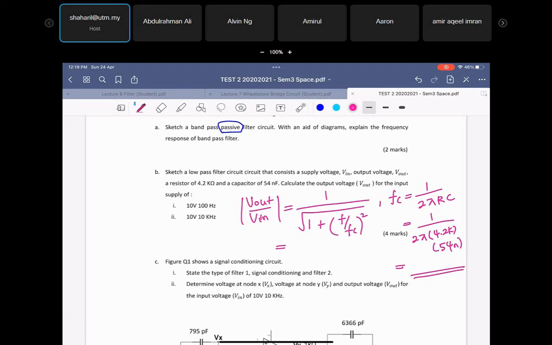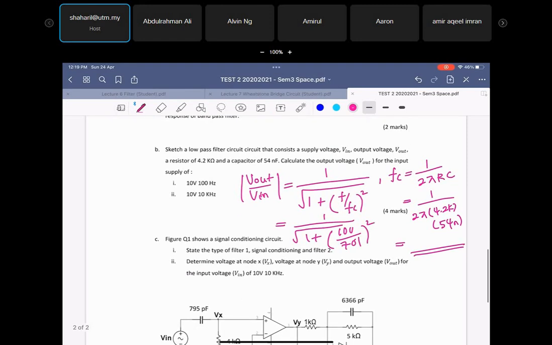And after you get your Fc, now you can calculate it for V out over V in. So 1 over root 1 plus the F, that frequency right now from the signal, right? 100. Divide by the Fc that you got, 701. Okay, good, thank you. Squared. Right? And that one you will get is V out over V in.